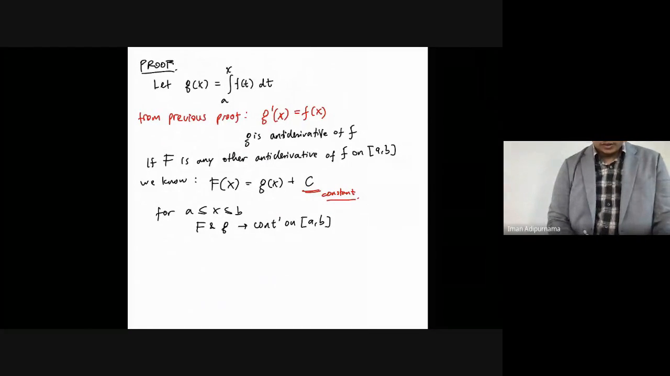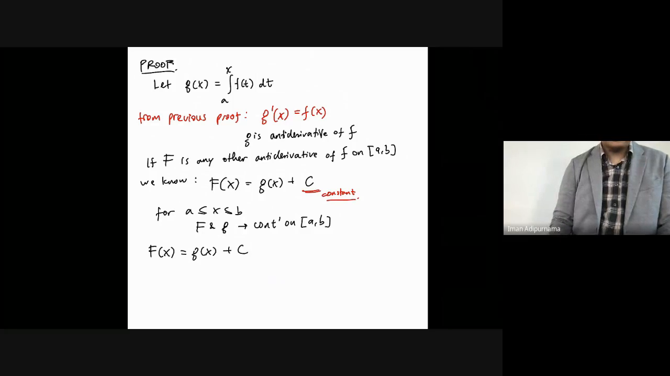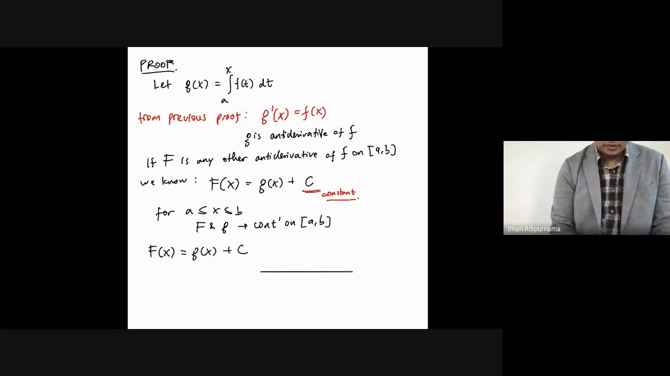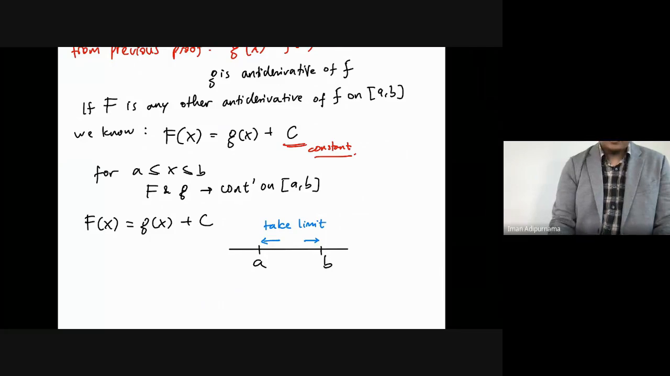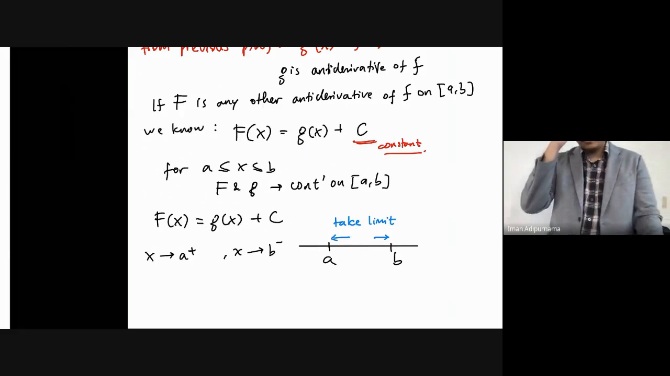And then to prove it, if we have F(x) is G(x) plus c, let's say we have the interval [a, b]. To define this interval, we can take limits on each side. So we take the limit as x approaches a from the right side, and also as x approaches b from the left side.